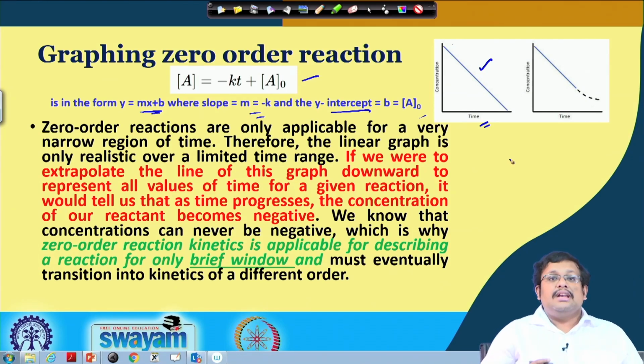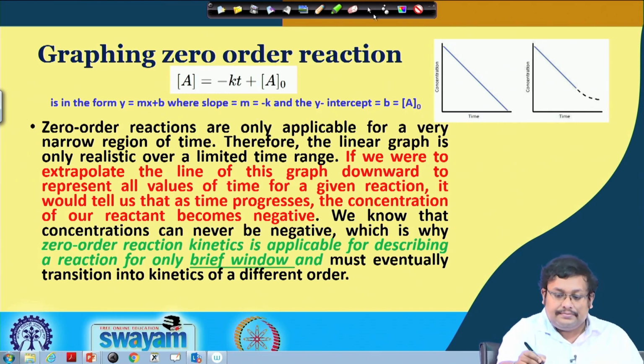So, the zero order reaction kinetics is applicable for describing a reaction rate for only a brief window of time, and must eventually transition into kinetics of a different order. You will see that as time progresses, this zero order reaction, which is a very transient one, will be converted to other order reactions like first order or second order reactions.